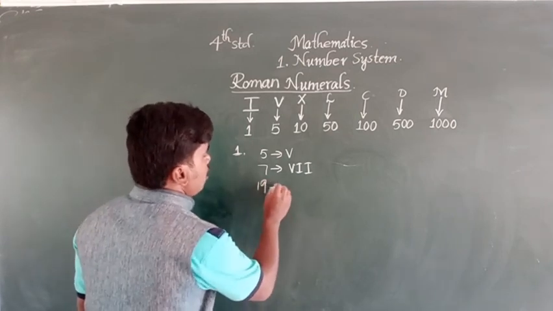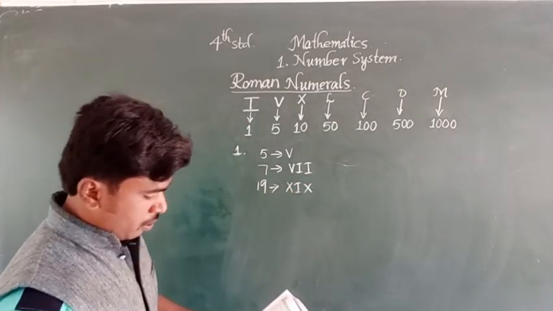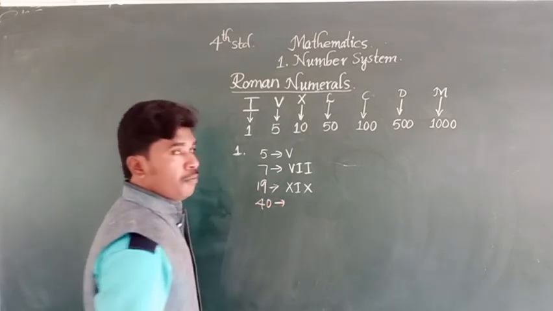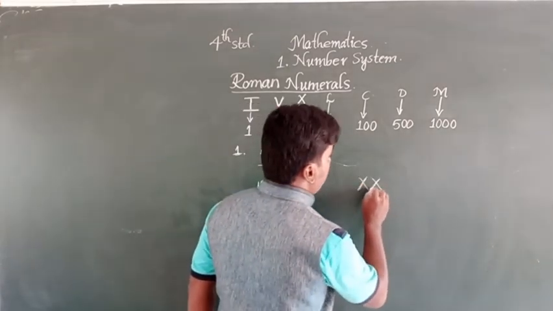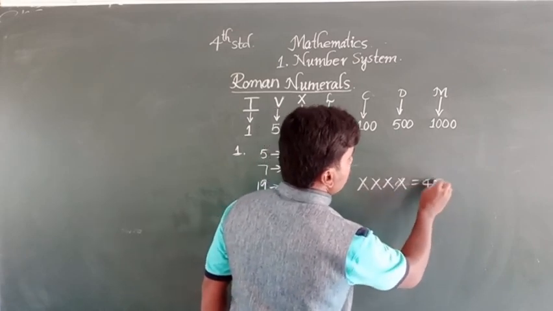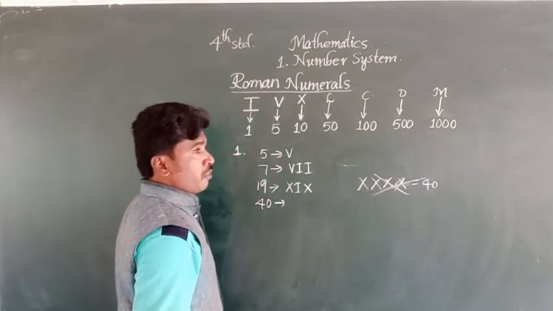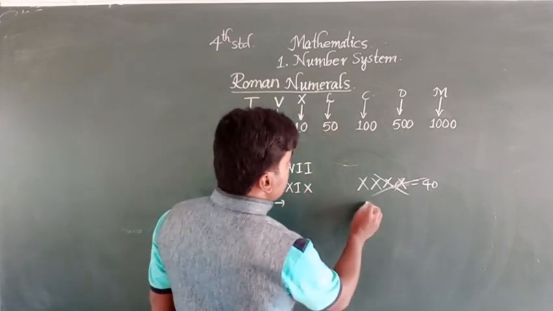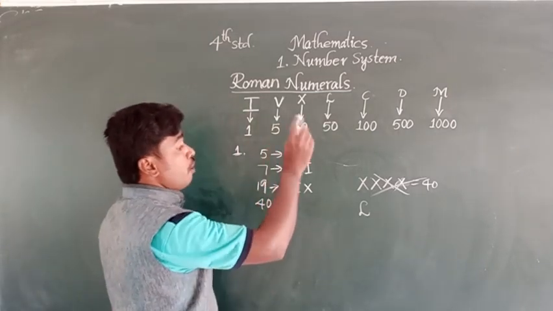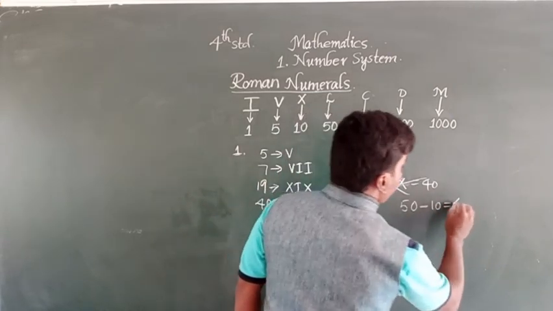Then come to, they have given 19. How to write 19? 19 can be written as XIX. Can you write 40? How to write 40? Can you repeat X 4 times? X 4 times, 10, 20, 30, 40. Is it 40? It is not 40 because X should repeat only 3 times. Then how to write 40? It's very simple. For 50, it is L. From 50, which number if you subtract, you are getting 40? 50 minus 10 is equal to 40.